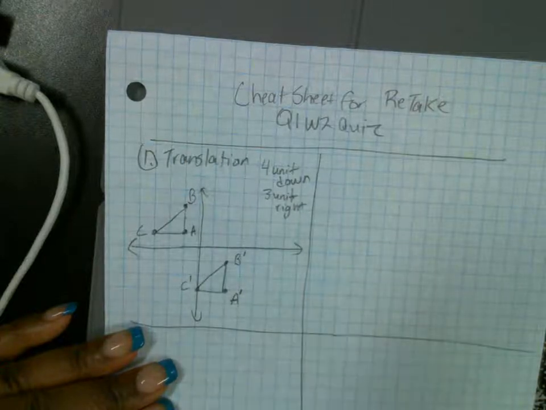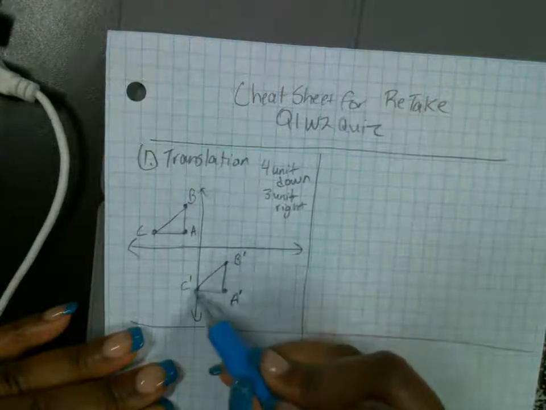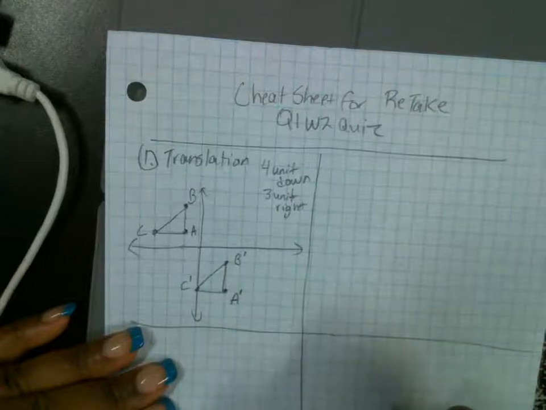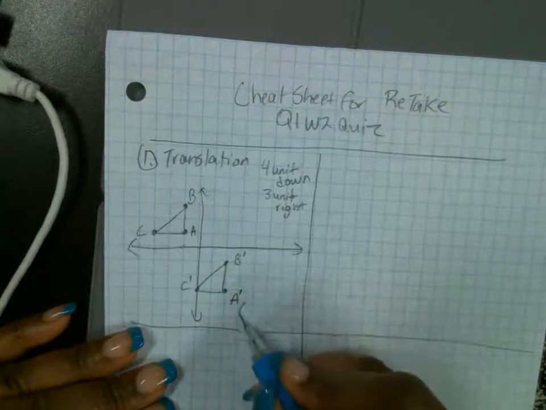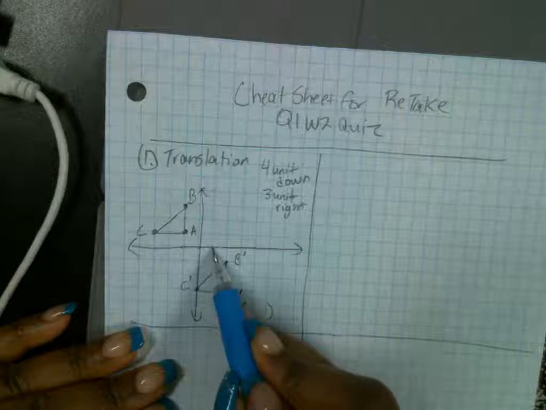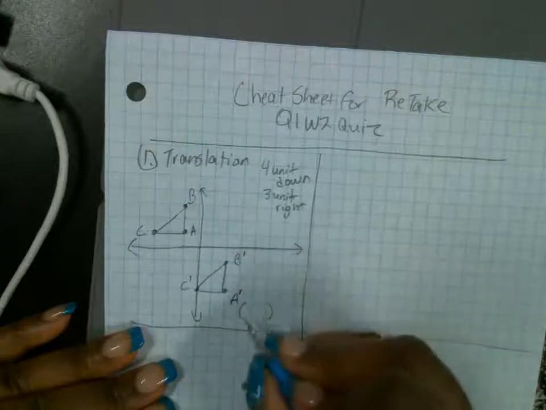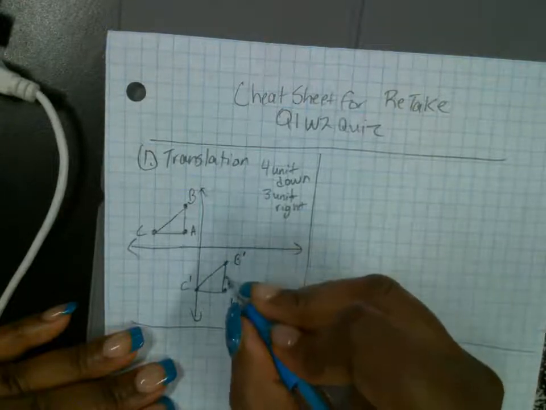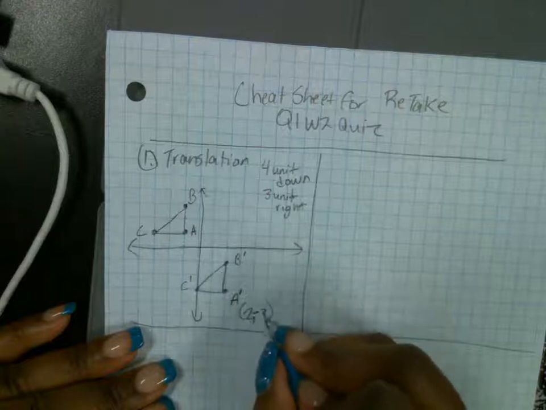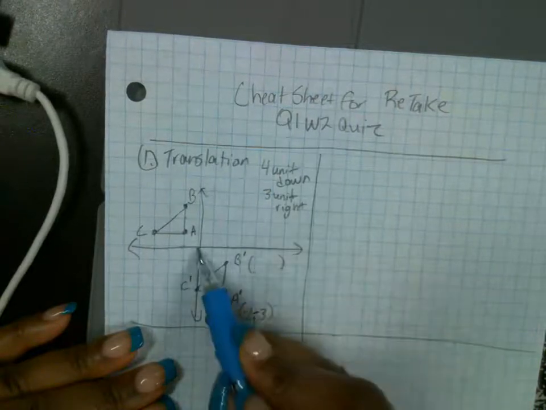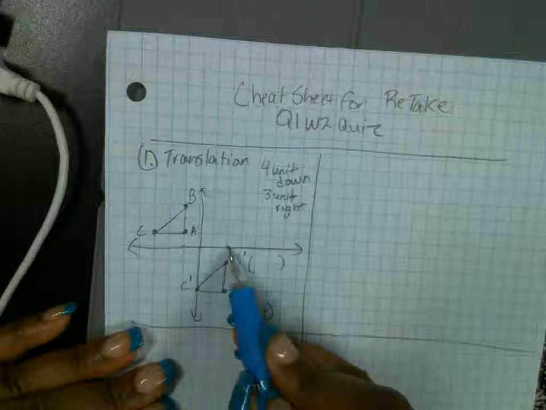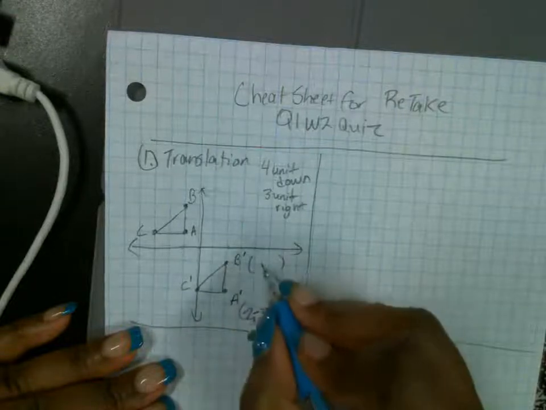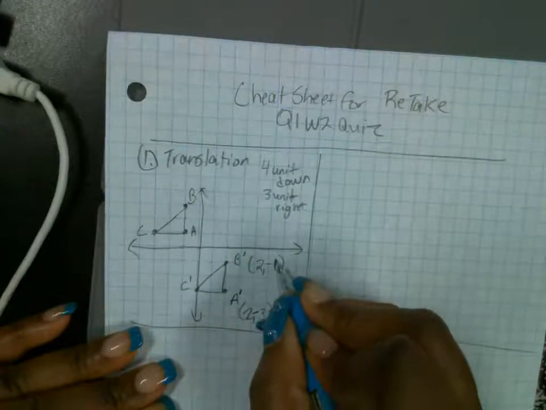And my answer choices are going to be these ordered pairs. Okay? So again, this ordered pair for A is going to be positive 2 and negative 1. Look how I'm reading it. I went to the right 1, 2, and down 1. Positive 2 and negative 1.